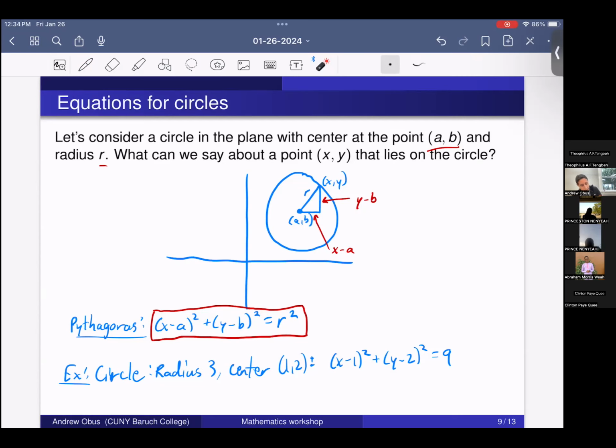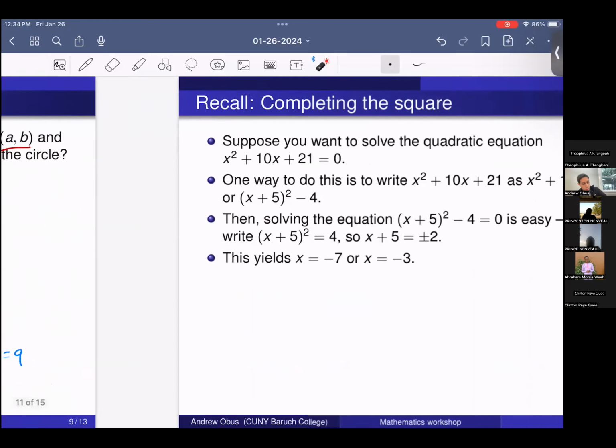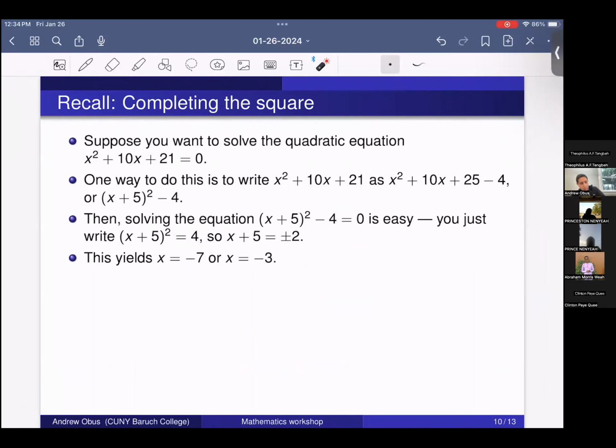And so what I want to say is, how can we recognize an equation for a circle when it's not necessarily given to us in exactly this form? So what I want to recall is a technique for solving a quadratic equation, which is called completing the square. So let's suppose you want to solve the quadratic equation x squared plus 10x plus 21 equals 0. So you can factor this. And if you see how to factor this, you'll see it's (x plus 3) times (x plus 7) equals 0, and you can solve it that way.